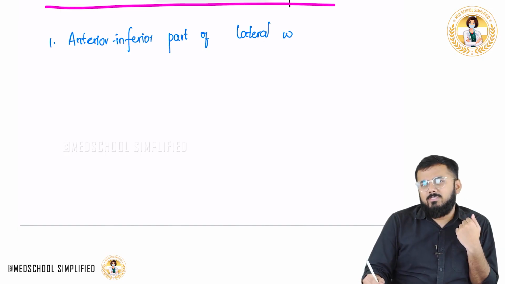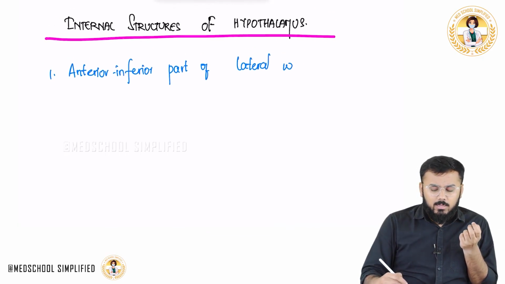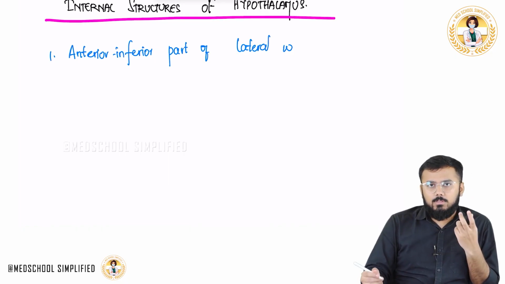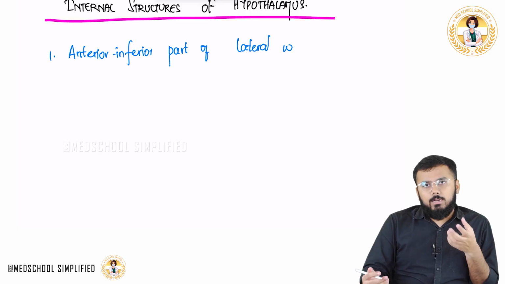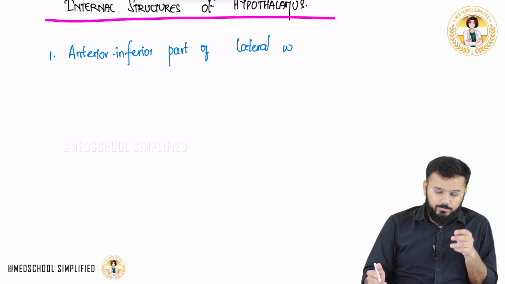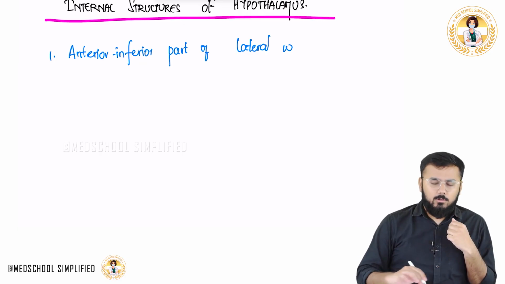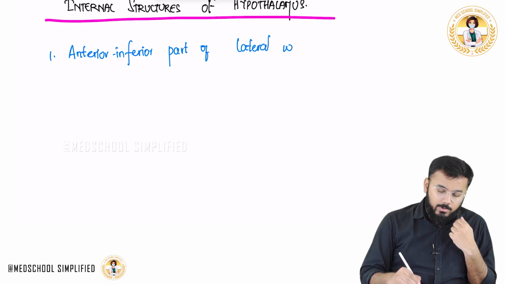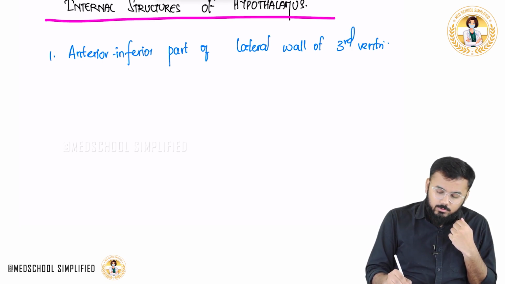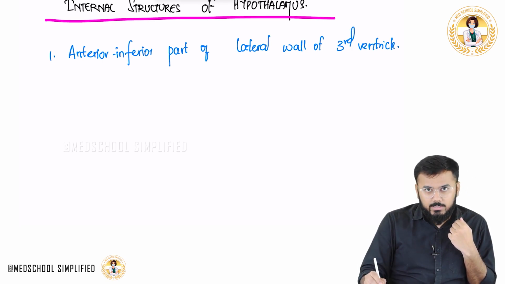Now, what is the third ventricle here? You told me it is the hypothalamus and again you are telling it is the third ventricle. Actually, that is a cavity of the diencephalon where you have got the thalamus and hypothalamus. These things will be clear with the help of a picture. Just look at whatever I'm writing: anterior inferior part of lateral wall of third ventricle. So this is the first thing we shall be discussing.